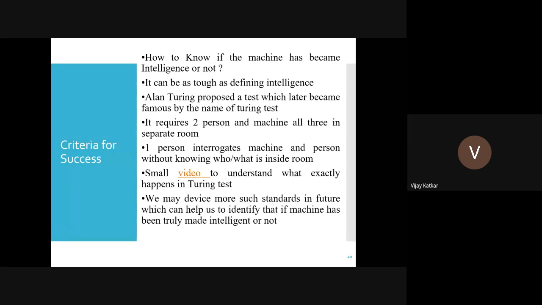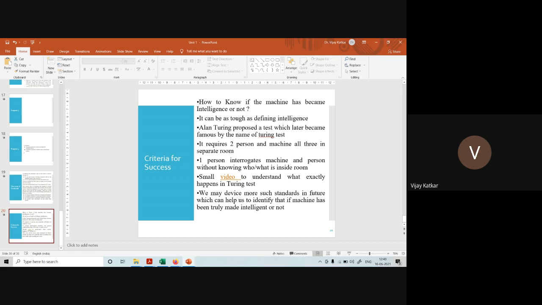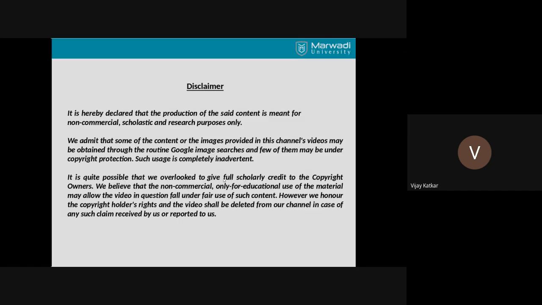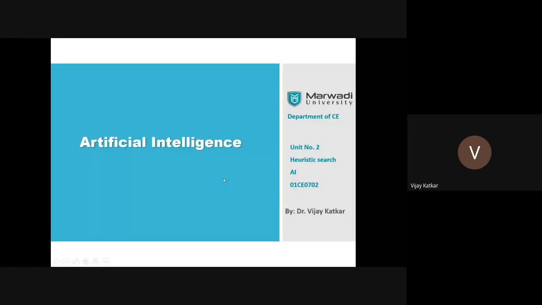So this was unit one. We are done with unit one, and now we are moving to unit number two. Unit one was only for 2 hours in our syllabus, so it's not a big problem. Unit number two deals with heuristic search.